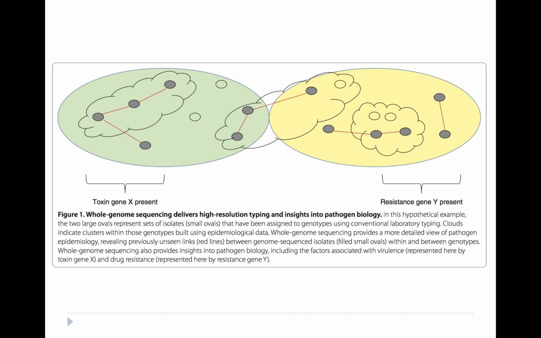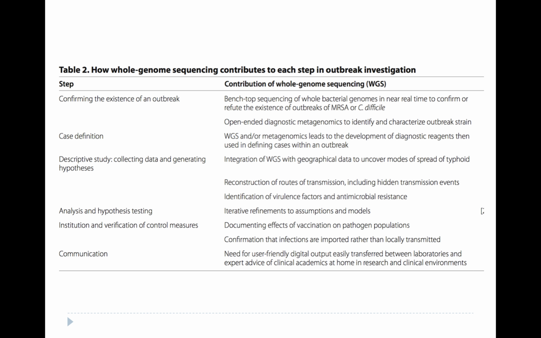I'm starting to run out of time here. When you sequence genomes, you can start to reconstruct the relationships. You can look at clouds of diversity. You can look at how things fall together in an outbreak, how things are evolving in terms of their virulence properties or in terms of their resistance genes. And as I'm running out of time, I won't go through this in detail, but these are the sort of things you can do if you're looking at an outbreak.